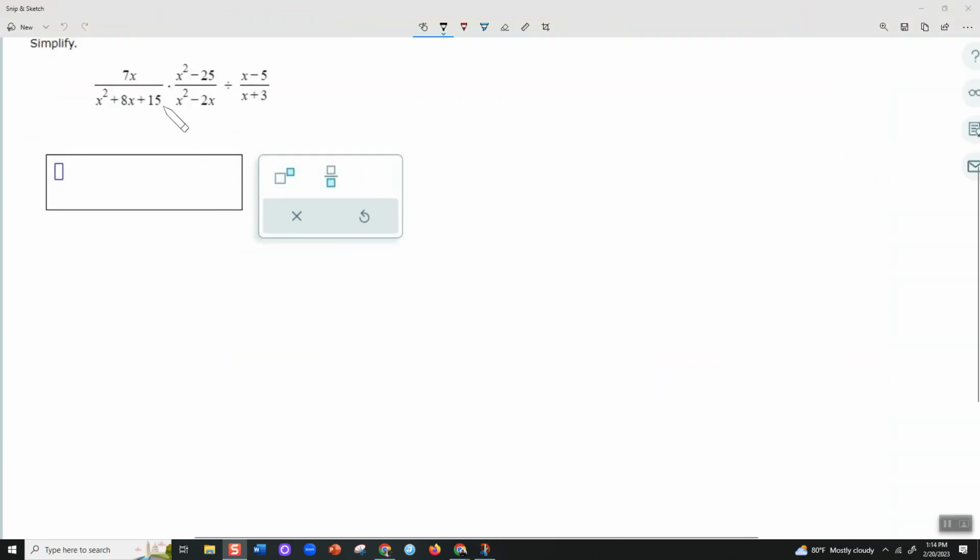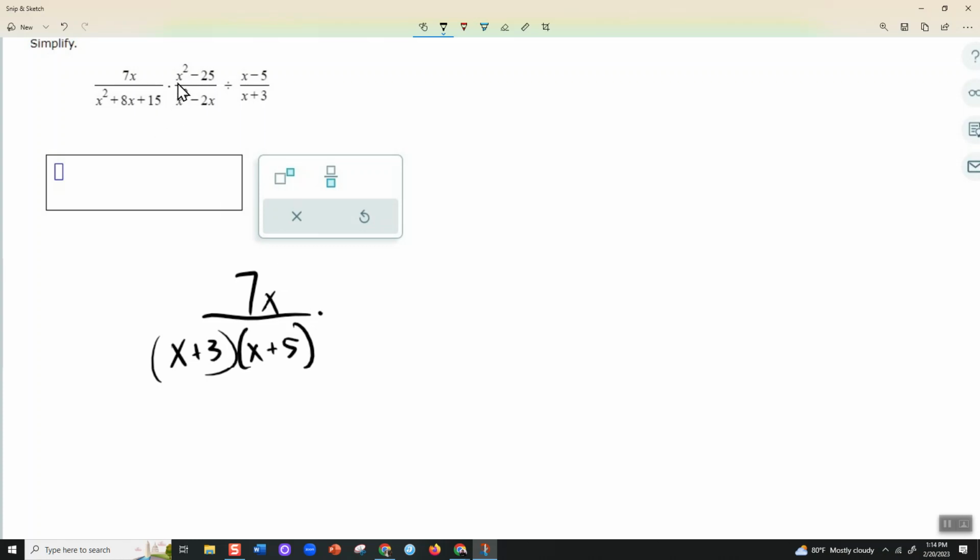This one's a little bit longer, but it's the same idea. Order of operations says we have to do the multiplication first. Well, they're both on the same level of priority, multiplication and division, so you just go left to right. Start off with this first one here. I've got the 7x on top, and I'm going to factor the bottom. It looks like 3 times 5, so x plus 3 times x plus 5.